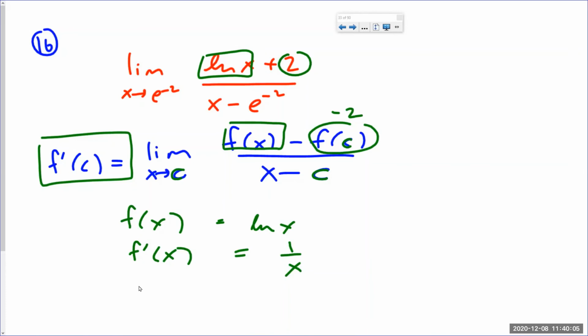What's my c in this problem? e to the negative 2. So f prime is equal to 1 over, everywhere there's an x, I'm going to put in e to the negative 2. Do you guys see why I'm choosing e to the negative 2? It's really just this number here. It's your c. So my answer should be, change this to a positive exponent, right? Move it to the top. And I think that's it. Does anybody have the answer? It's right. Okay, so that's the answer.